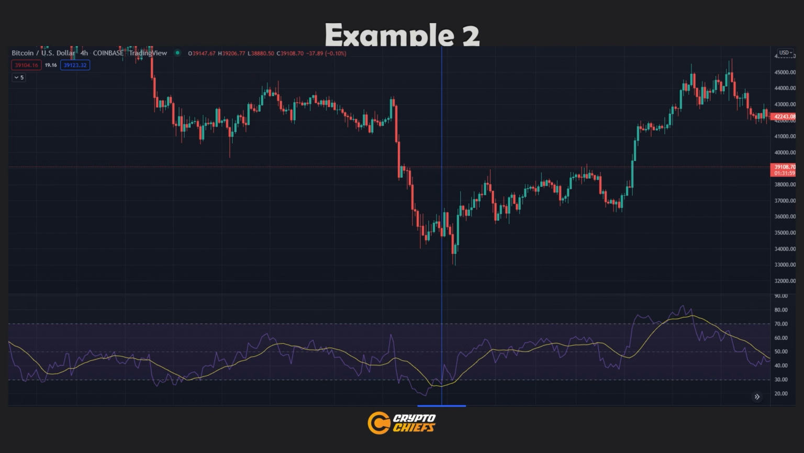Looking at the other way, we've come from an oversold area and started moving back up, and the price trended up from that point as well. So this would have been an indication to close a short position or open a long position.